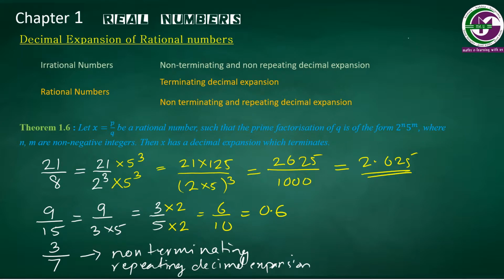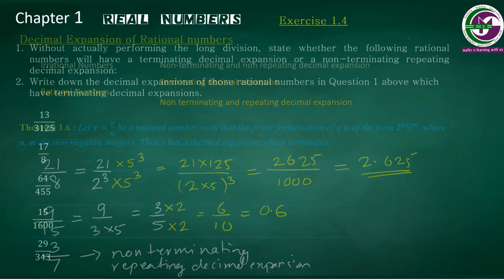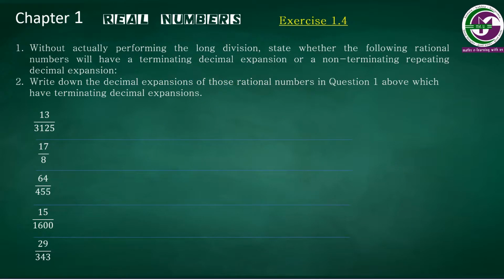Okay, so by looking at the denominator you can find out whether the decimal expansion of the fraction is repeating or terminating. Now we'll do the exercise question so that the concept will be more clear. Now let's solve exercise 1.4.